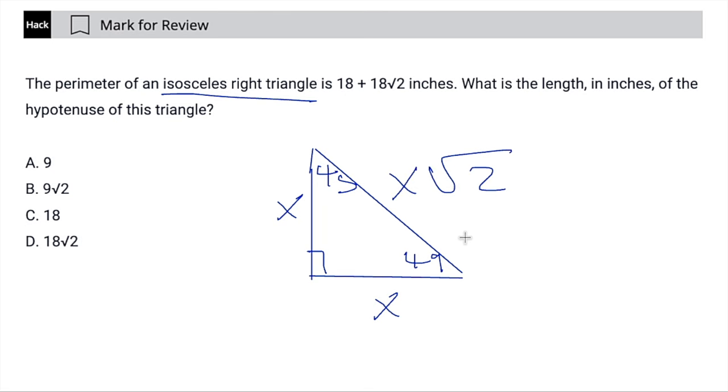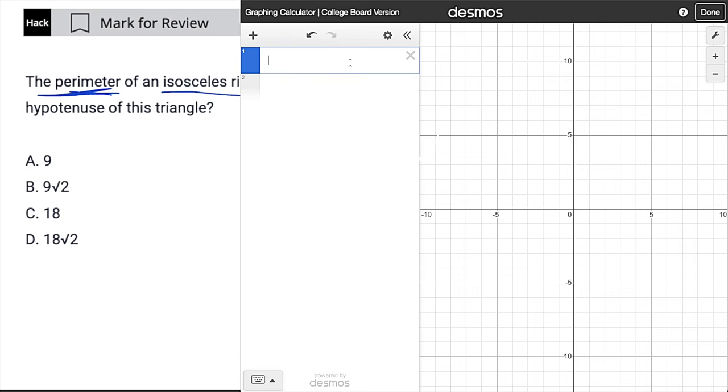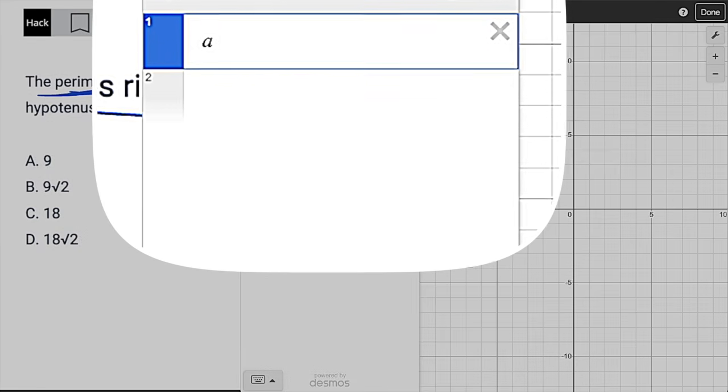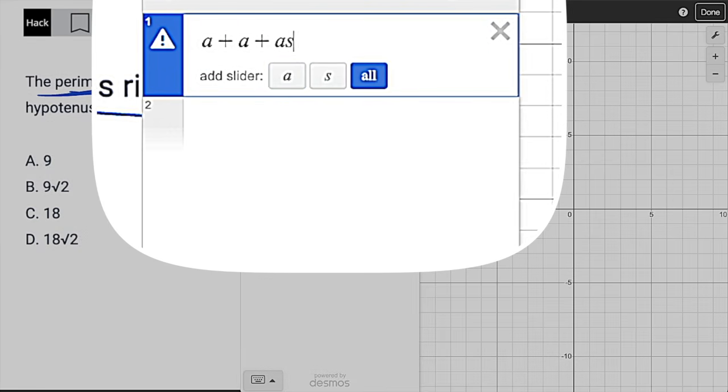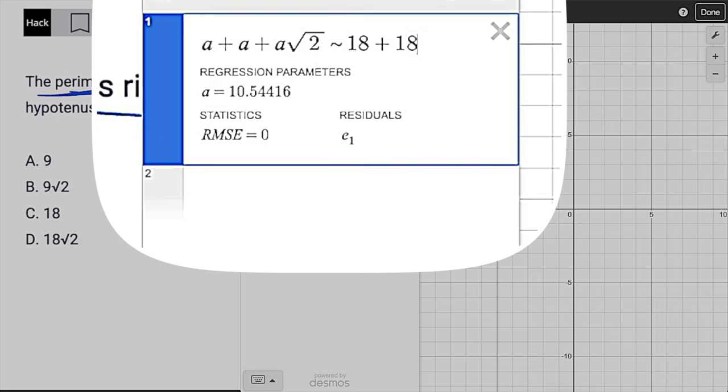It's also telling us the perimeter of this triangle. And we know that the perimeter is side plus side plus side, right? And in this case, of course, the relationship would tell us that the perimeter is x plus x plus x times the square root of 2. So if we throw this into Desmos, we'll change x to a again. So a plus a plus a times the square root of 2. This is supposed to be equal to, according to this, 18 plus 18 root 2. So 18 plus 18 square root of 2.